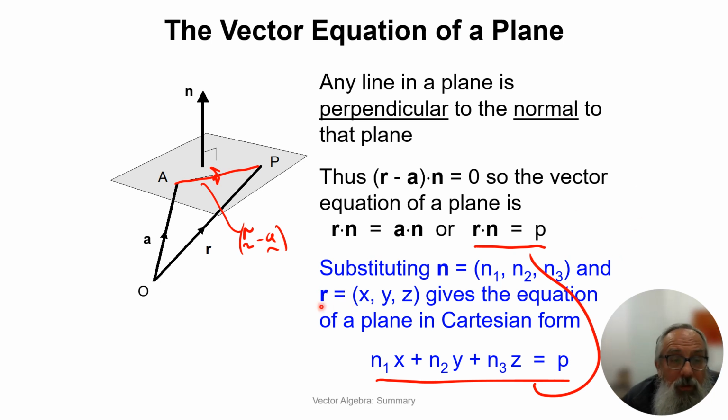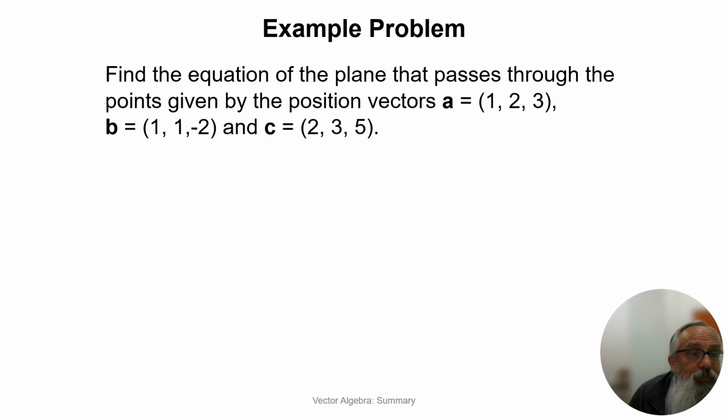We can substitute x, y, z for r, and n1, n2, n3 for n, and this gives us the Cartesian form of the equation of a plane. Let's look at a quick example. You've seen a similar example before. I'll go through this now and just make sure you can do it.